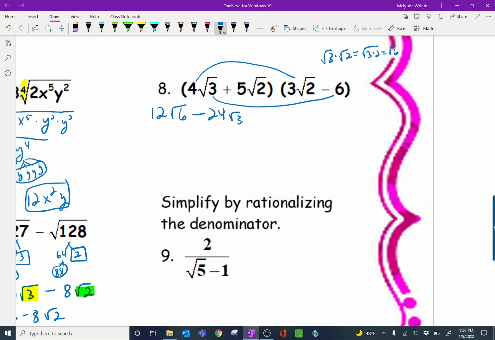Okay, now let's do inside. So that is what, 15, and square root of 2 times the square root of 2 is the square root of 4. And then last times last. So what is that, negative 30 root 2. Okay, so let's work on cleaning that up.